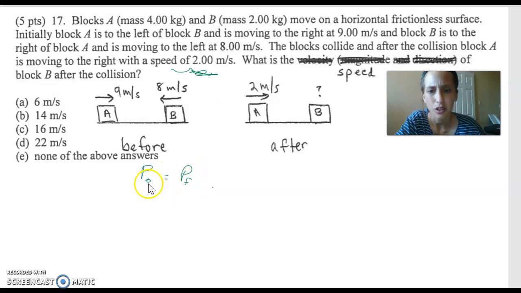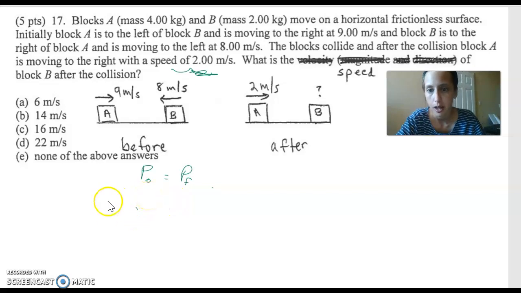Before I do this, the little 0 symbol is pronounced "naught," N-A-U-G-H-T. F is for final. The P stands for momentum. I don't know why. I guess we can't use M because we use that for mass and meters. So P, in my class I call it momentum.